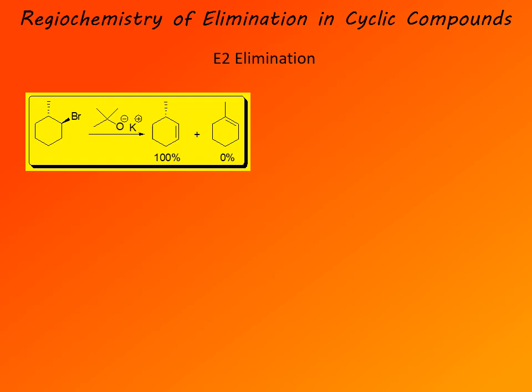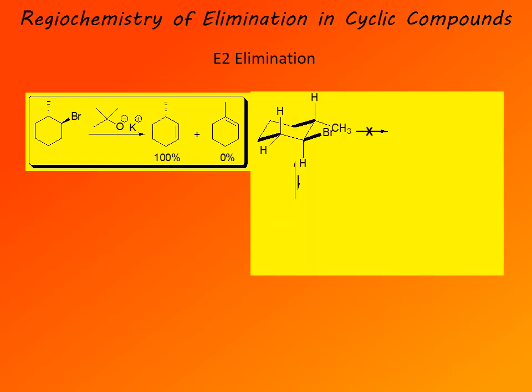So to understand what is happening in this case, we need to look at the mechanism in detail. We need to look at the conformation of the compound that is undergoing an elimination. And so when we consider the most stable chair conformation, the di-equatorial conformation, where both bromine and methyl are equatorial, we can see that the carbon-bromine bond, which is shown in bold, has two bonds that are antiperiplanar to it.